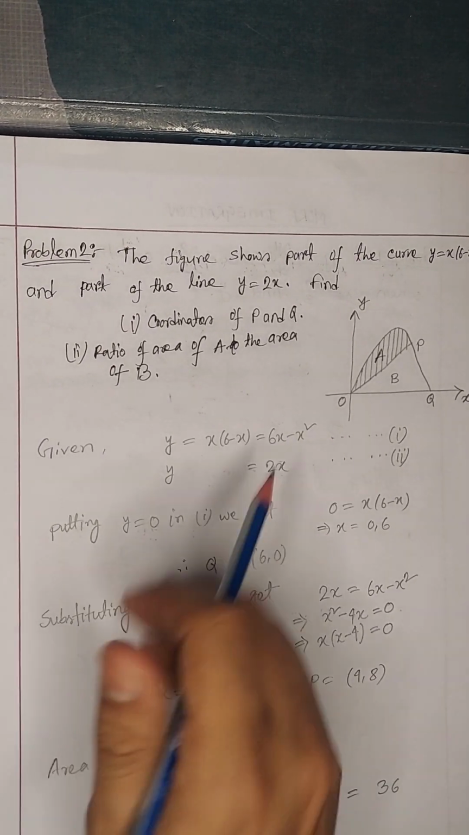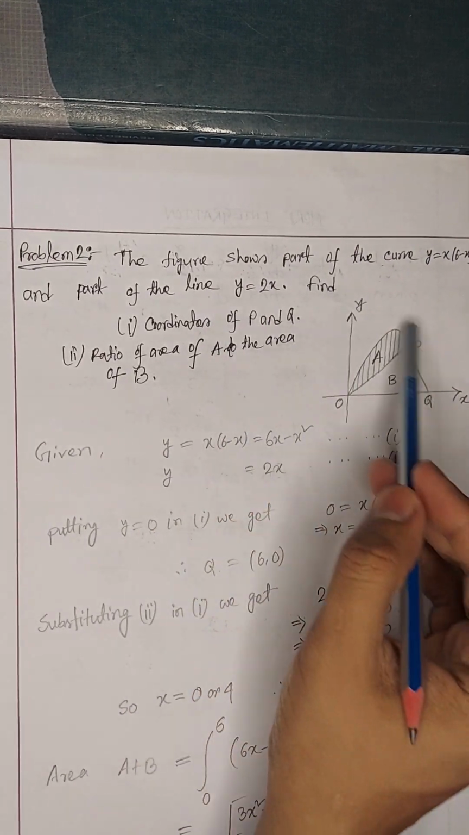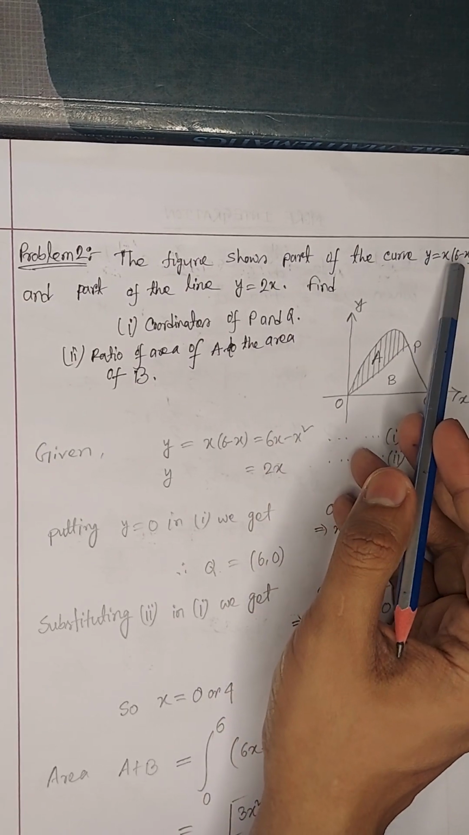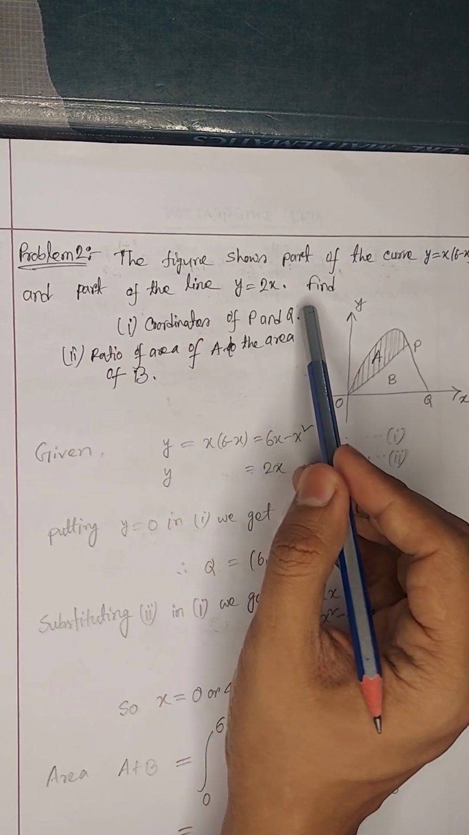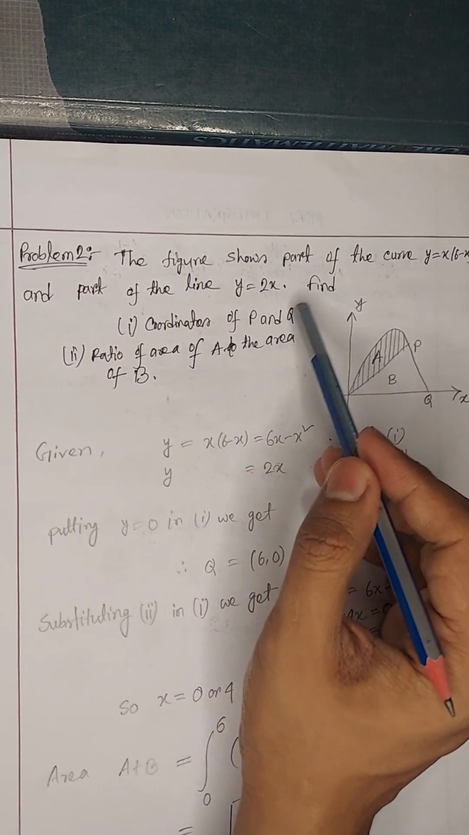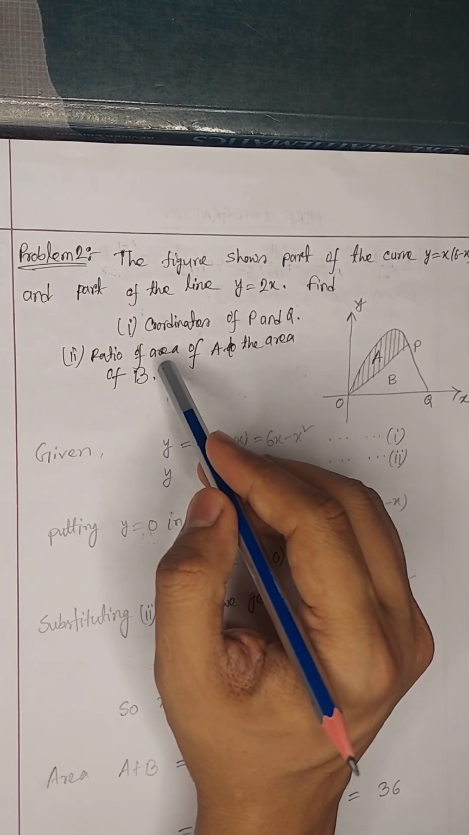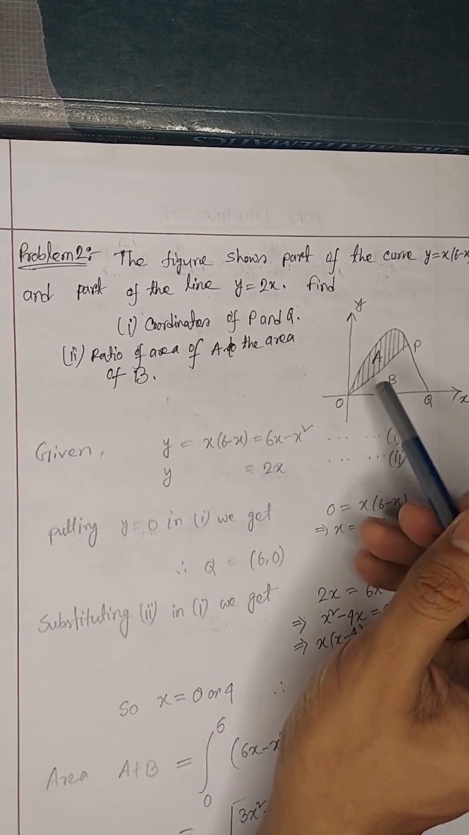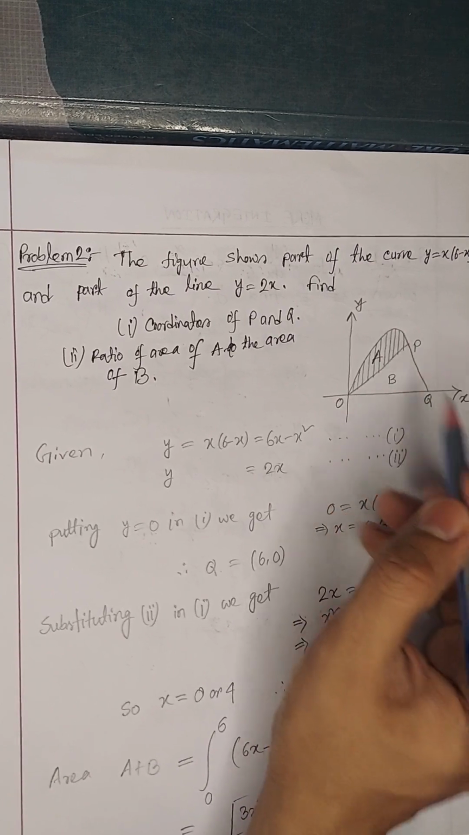In this problem, here is a figure. The figure shows part of the curve y equal to x times 6 minus x and part of the line y equal to 2x. We have to find the coordinates of p and q. Then we have to find the ratio of the area of a and b. So there are two areas here. We have to find the ratio of the areas.